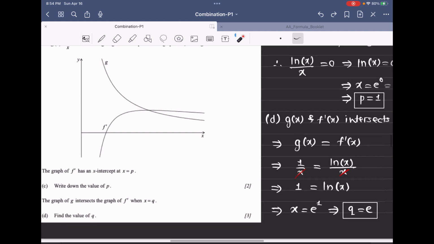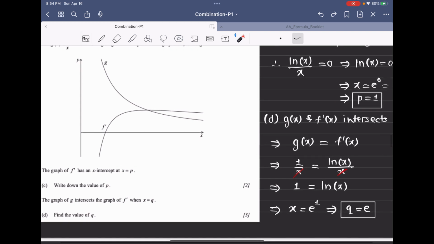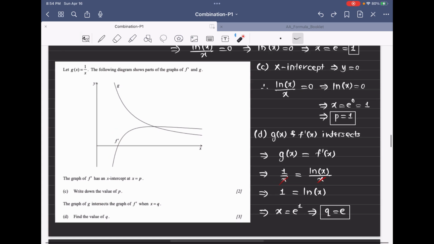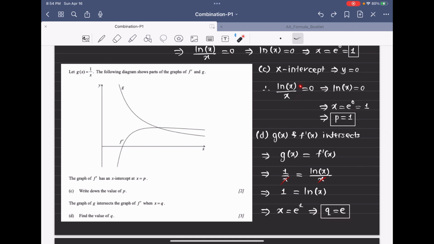As we know that f dash x-intercept means what? y is equal to 0. That means f dash x is equal to 0. f dash x is equal to 0 means what? ln of x upon x is equal to 0. Again ln of x is equal to 0. Again x is equal to e raised to 0. e raised to 0 is 1. That means the x value of f dash, p, is equal to 1.